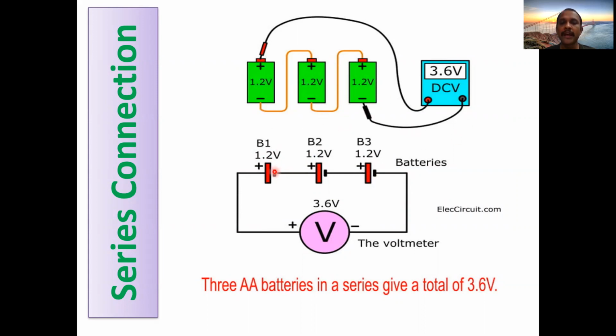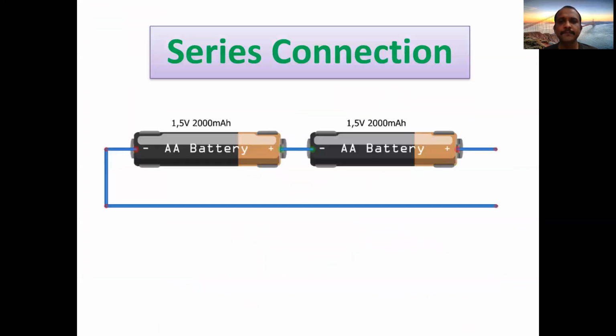So the negative of B1 is connected to the positive of battery 2, and the negative of B2 is connected to the positive of B3. If I measure the voltage from the positive of B1 to the negative of B3, I get 3.6 volts. So if I connect the AA batteries in series, this is a series connection, and it gives 3.6 volts.